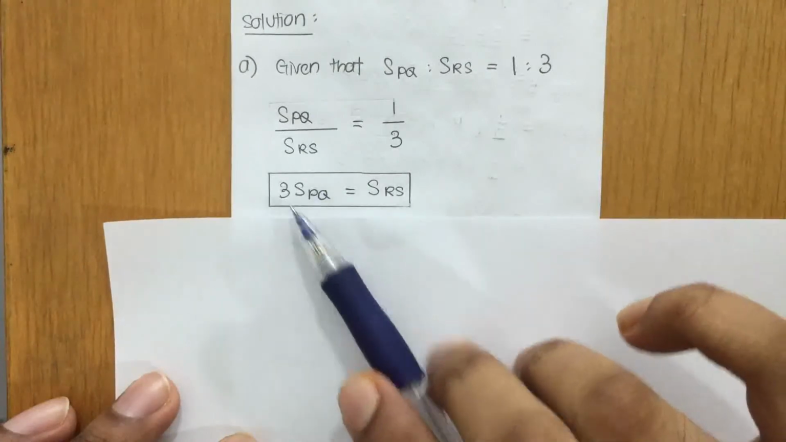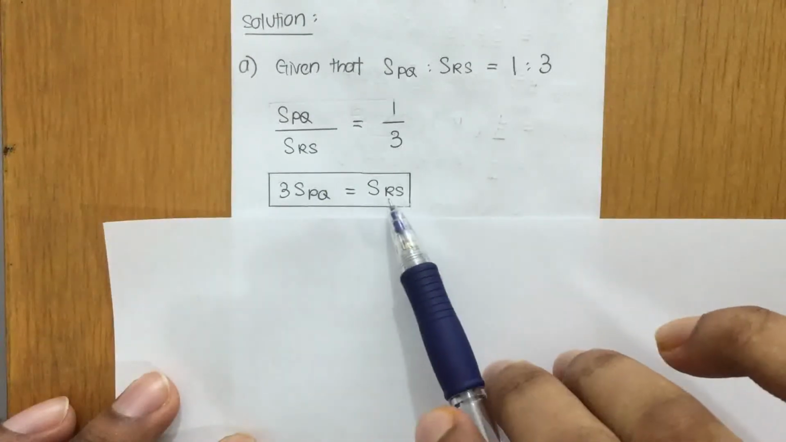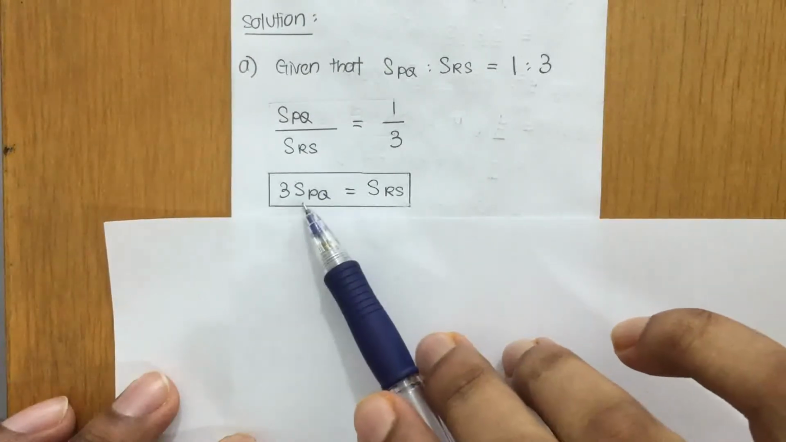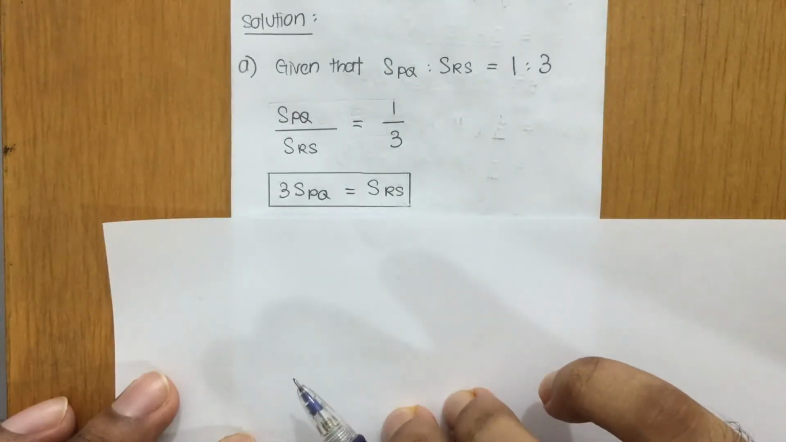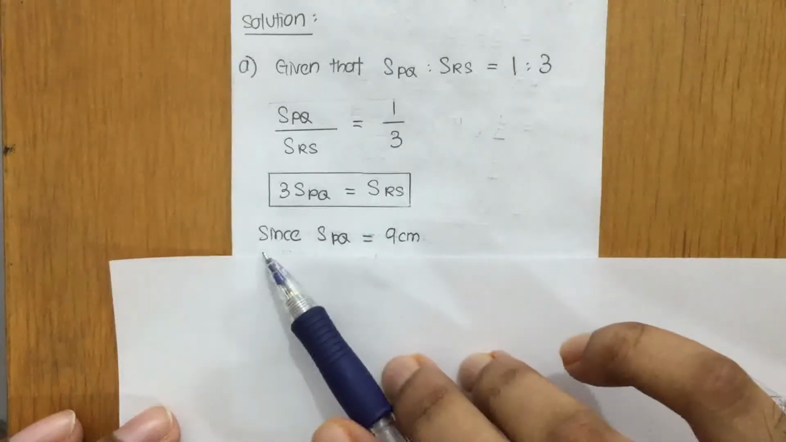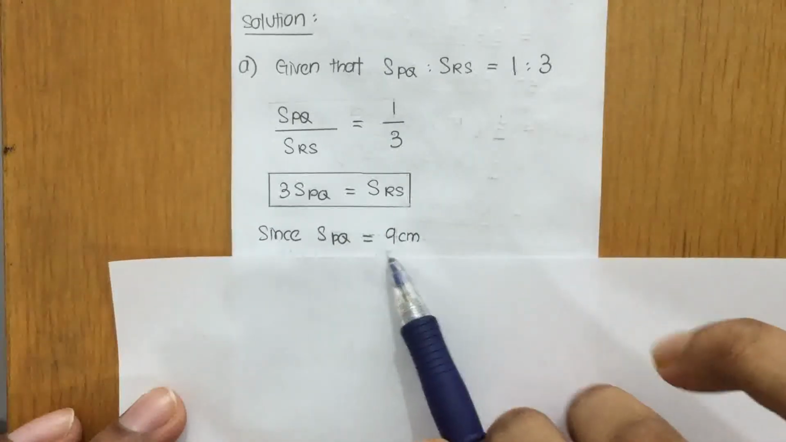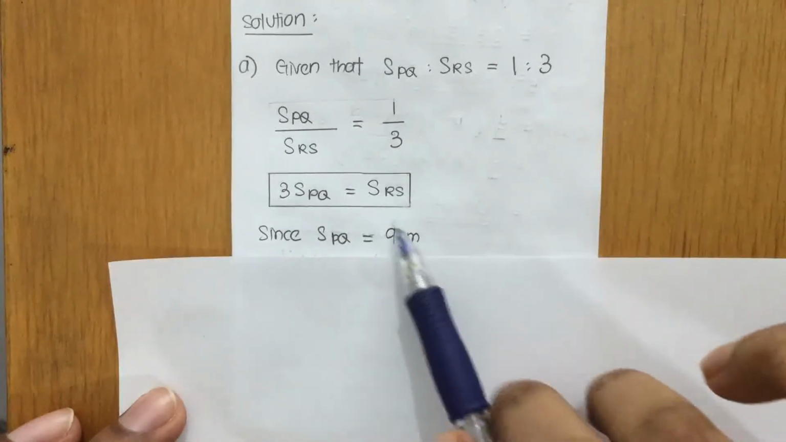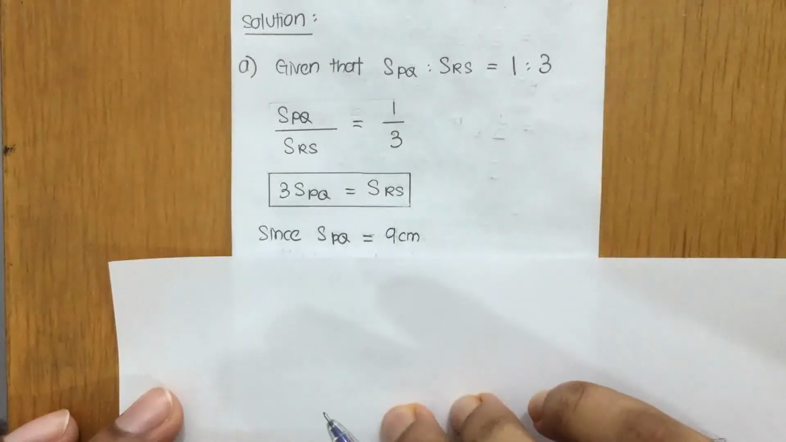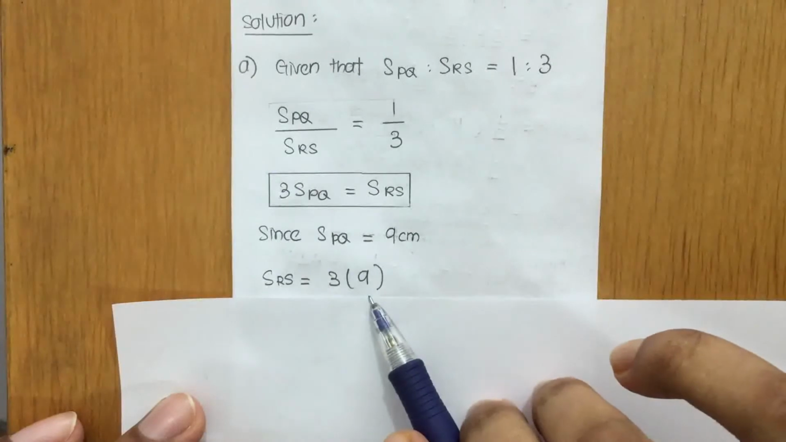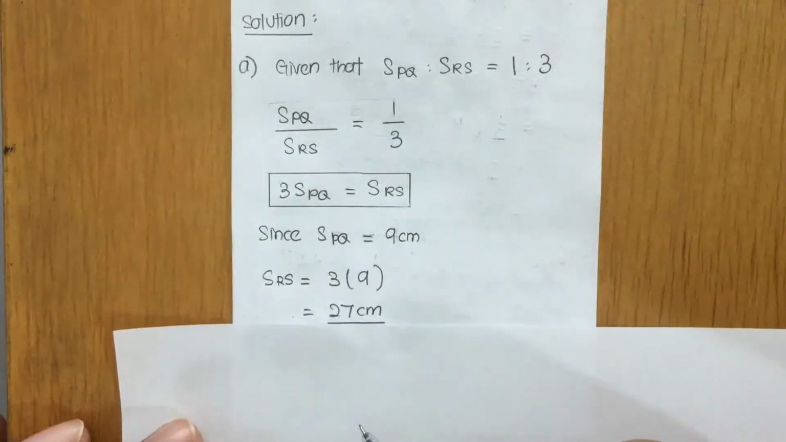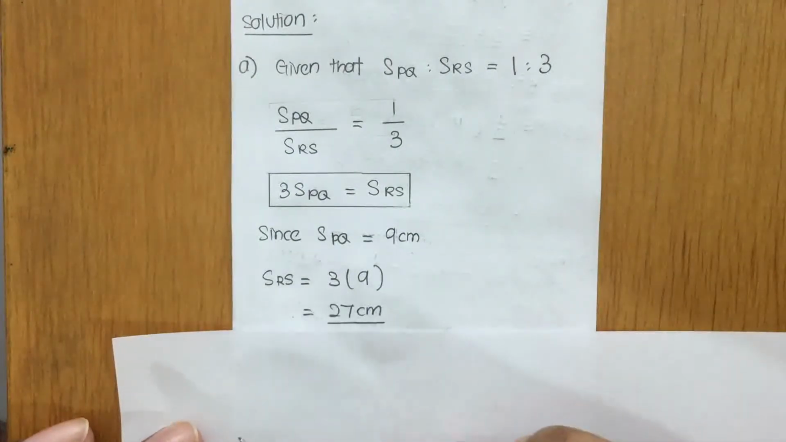What does this mean? The length of the arc RS is equal to 3 times the length of the arc PQ. So you know the length of the arc PQ is equal to 9 centimeter. From here you can find the length of the arc RS, guys. So S_RS is equal to 3 times 9. So 3 times 9, you should get 27. This is your first step, guys.